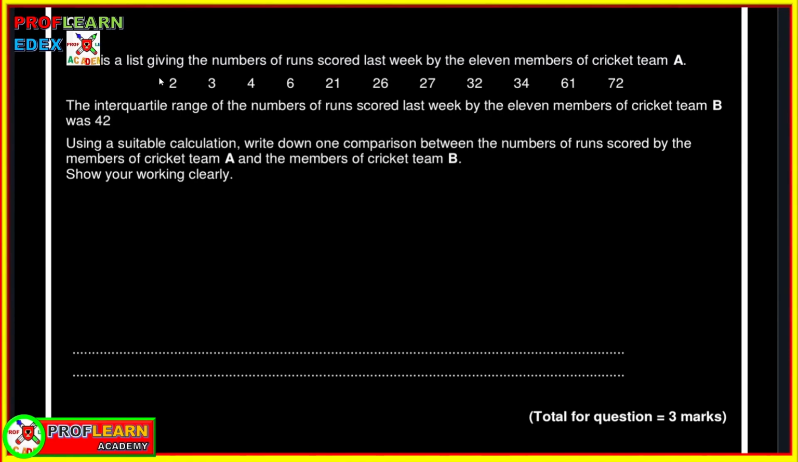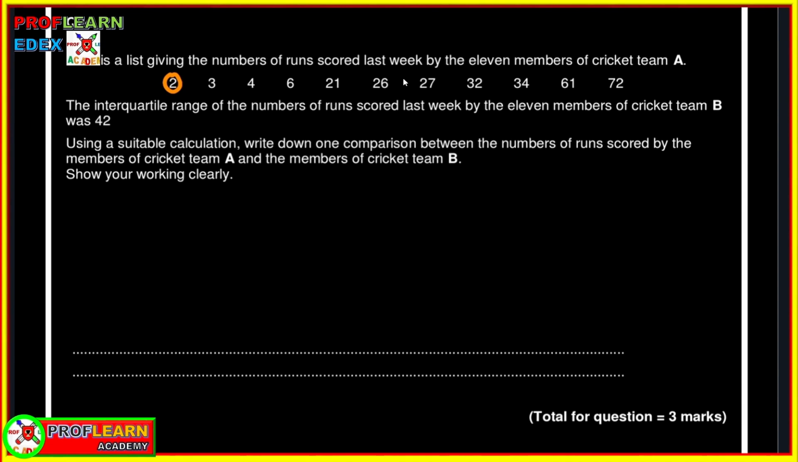Here is a list giving the numbers of runs scored last week by 11 members of cricket team A. The interquartile range of the number of runs scored last week by 11 members of cricket team B was 42. Using a suitable calculation, write down one comparison between the number of runs scored by the members of A and the members of B. We are supposed to show our working.